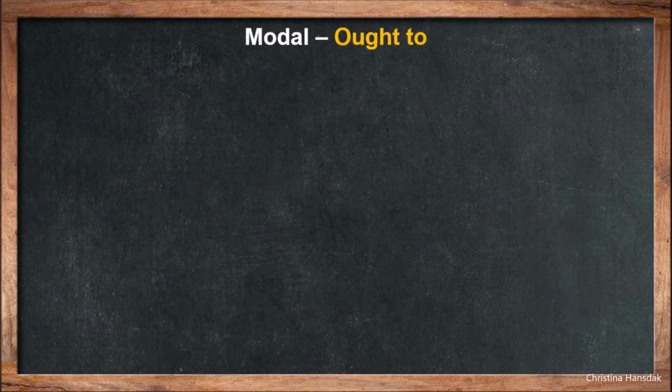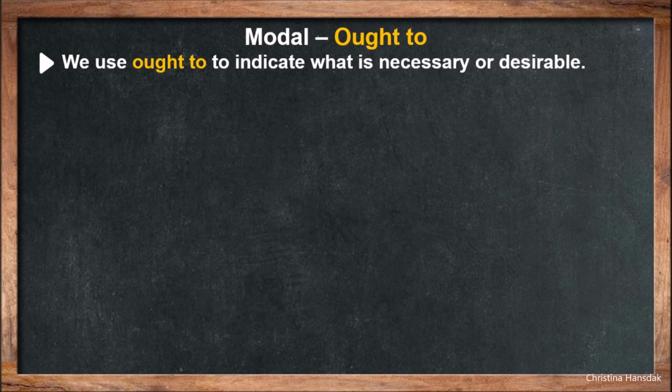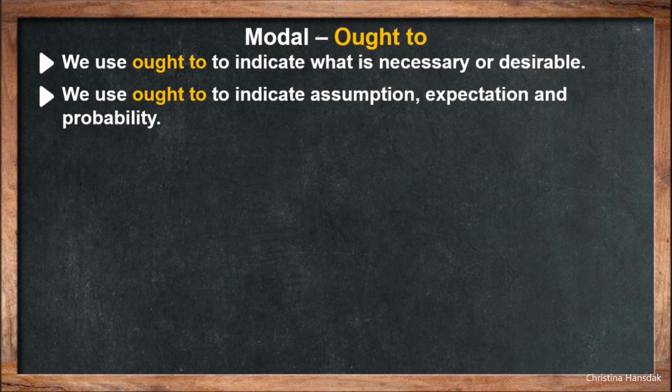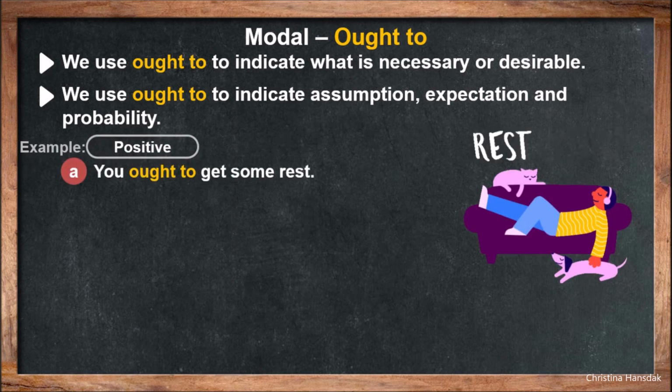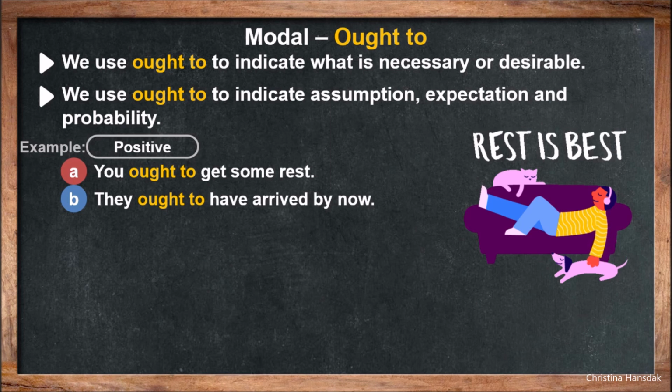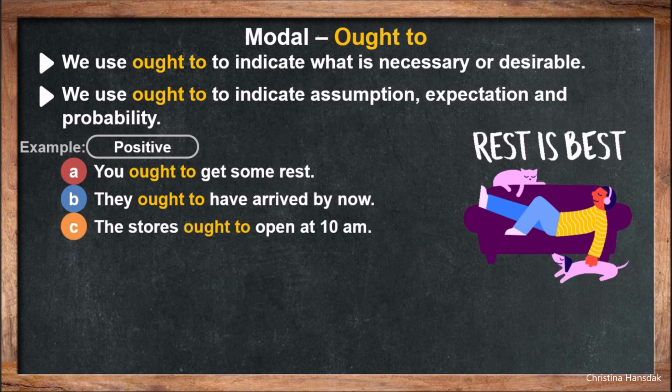Now, let's learn how to use the modal ought to. We use ought to indicate what is necessary or desirable. We use ought to indicate assumption, expectation, and probability. Example, sentence number A. You ought to get some rest. Sentence number B. They ought to have arrived by now. Sentence number C. The stores ought to open at 10 a.m.